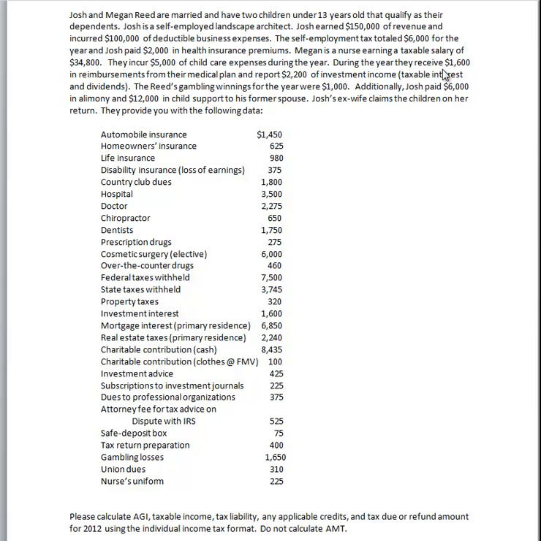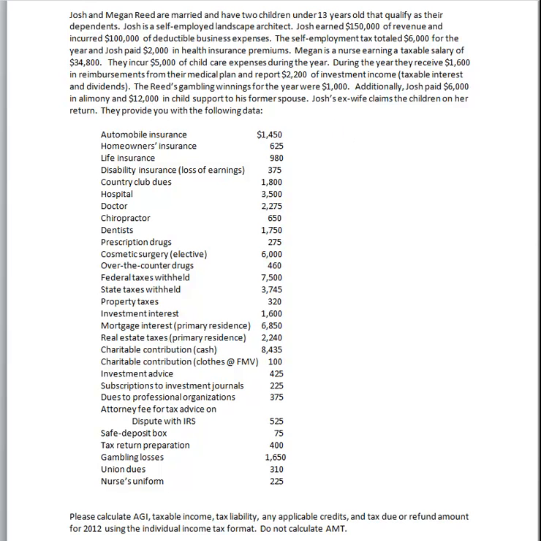It says during the year they received $1,600 in reimbursement from their medical plan, and then they had $2,200 of investment income that's taxable interest and dividends. So the $2,200 of investment income is going to go into gross income. They have gambling winnings of $1,000. That's taxable. That's going to go into gross income. And then it gives us a couple of deductions. It gives you that we paid $6,000 in alimony and $12,000 in child support.